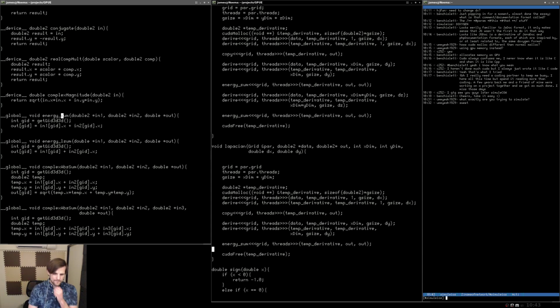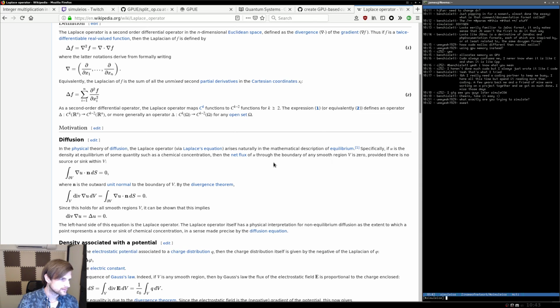Okay. So in principle, I should be able to modify the energy calculation now so that we just perform the Laplacian. Is it Laplacian or is it the del squared? No, Laplacian. Yeah, this is correct. D by dx, then you sum them all together. Yep. Okay.